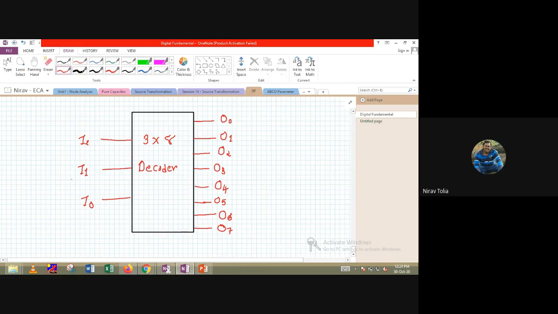Suppose my input is 110. This code is my input. If you convert 110 into decimal, you can easily understand it is 6. So only the O6 output will be activated. All the other 7 outputs, O0, O1, O2, O3, O4, O5, and O7, are inactive. That's how a 3 cross 8 decoder works.